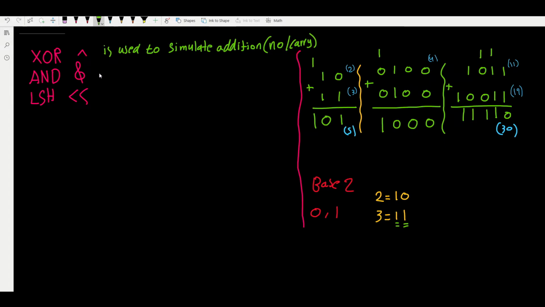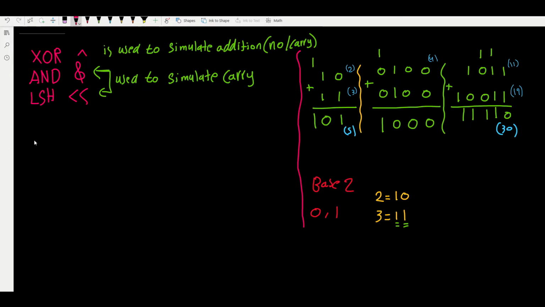Now, the AND and the left shift, both of them combined, are used to simulate the carry, okay? Now, why and how do we do that? I will show you exactly what to do. To start with, let's have a small review of the exclusive OR and the AND.